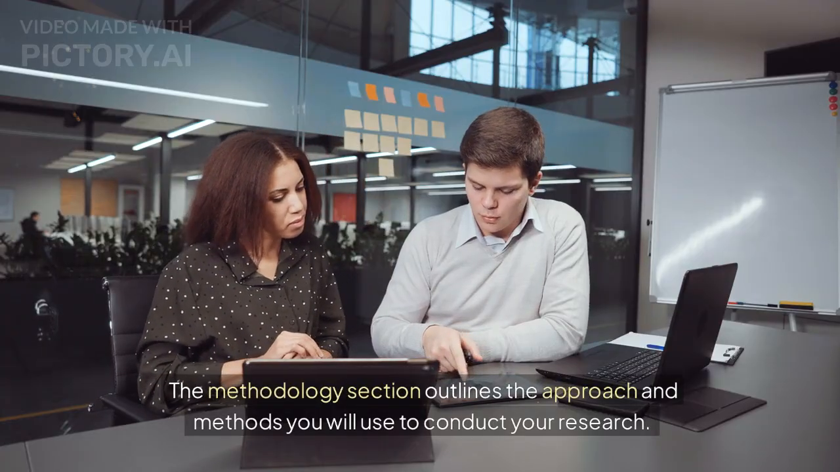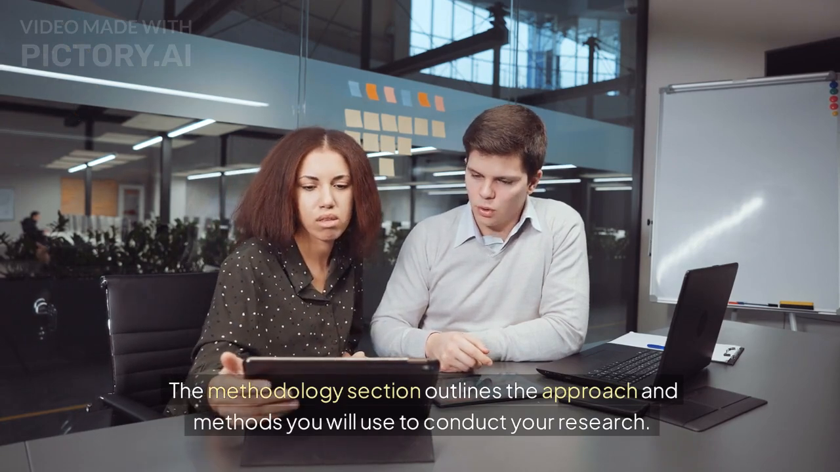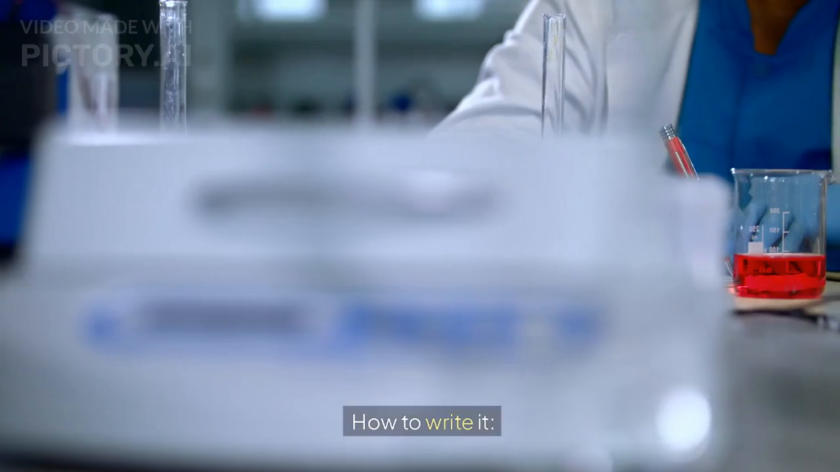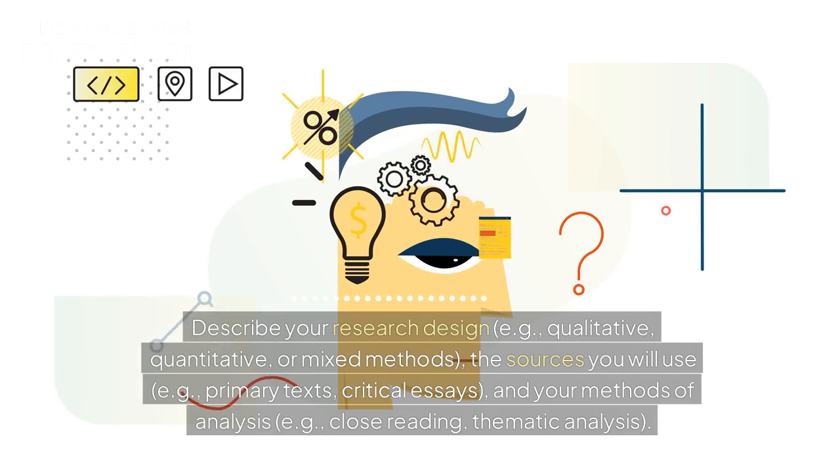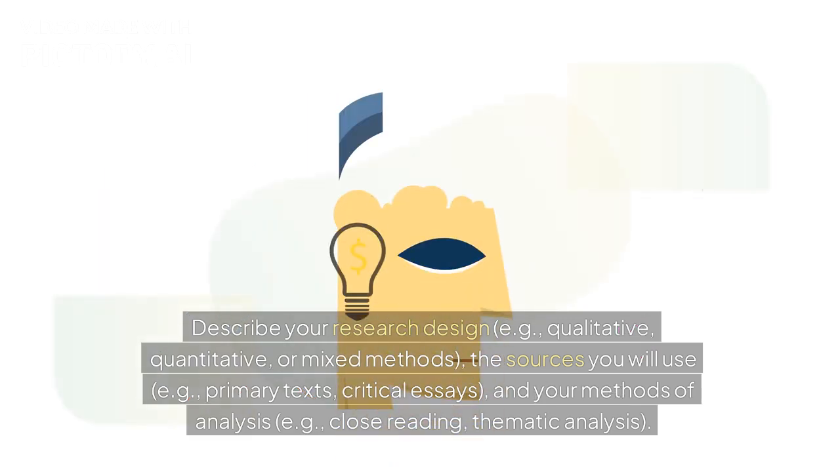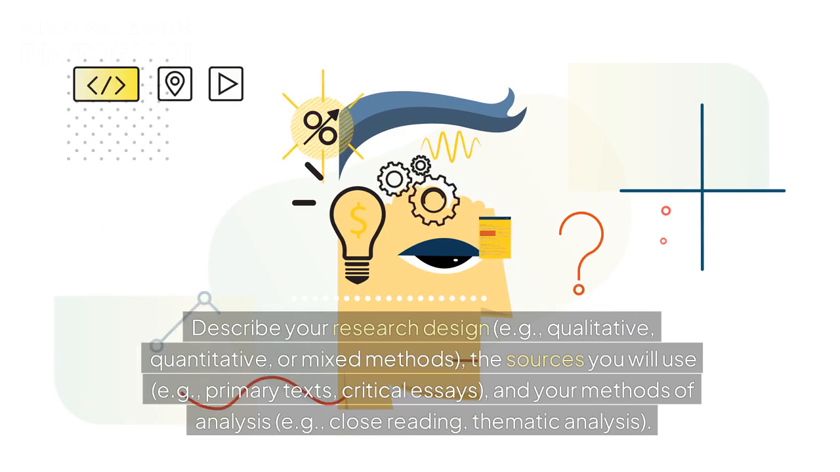5. Research methodology. The methodology section outlines the approach and methods you will use to conduct your research. This includes how you will collect and analyze data. How to write it. Describe your research design, e.g., qualitative, quantitative, or mixed methods, the sources you will use, e.g., primary texts, critical essays, and your methods of analysis, e.g., close reading, thematic analysis.